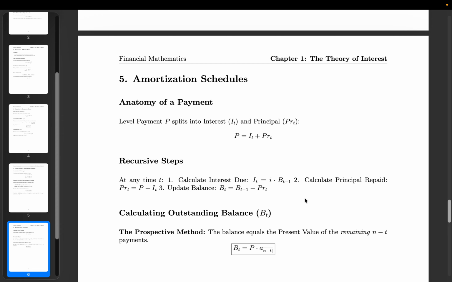Buchanan proves these two are mathematically identical. But usually, the prospective method, looking forward, is faster to calculate. If you want to know what you owe on your house after 5 years, just calculate the PV of the remaining 25 years of payments.